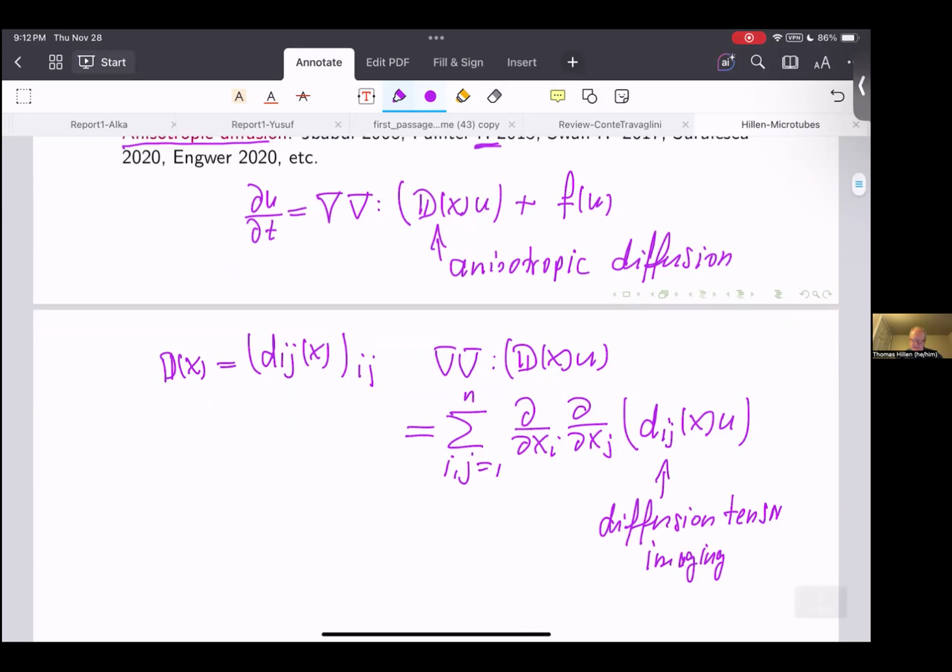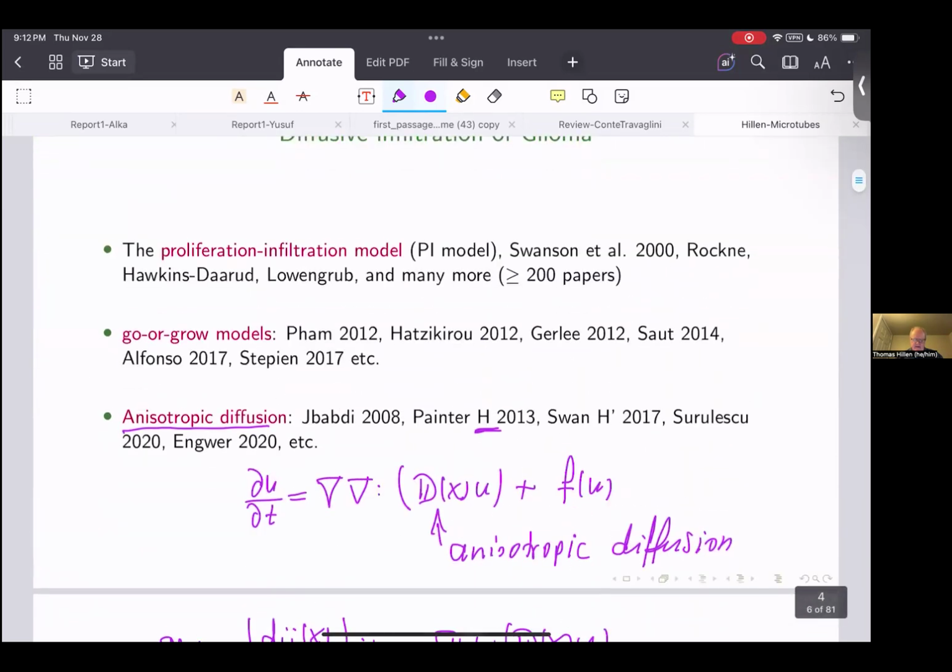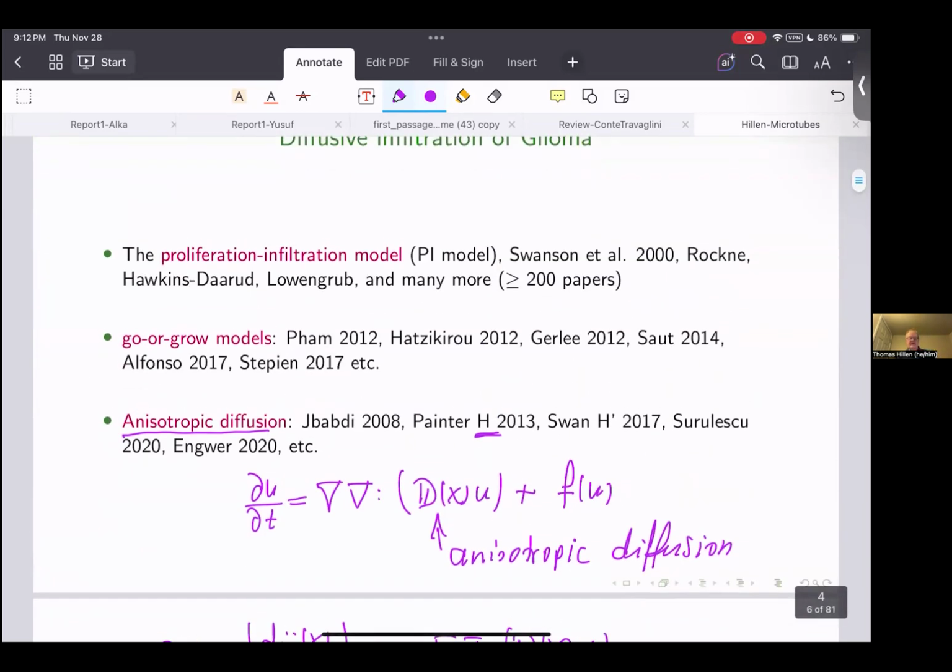Okay, so where are my three models? Here. We have the simple Fisher-KPP, the PI model, we have the go or grow model, we have the anisotropic model, and they're all based on the idea of diffusion, which is the idea from these images that the spread of the cancer is diffuse. However, as we did this in 2012, 2013, nobody knew how glioma cells really spread.